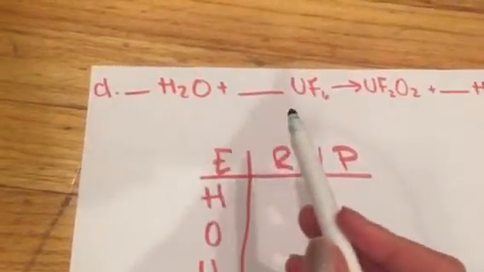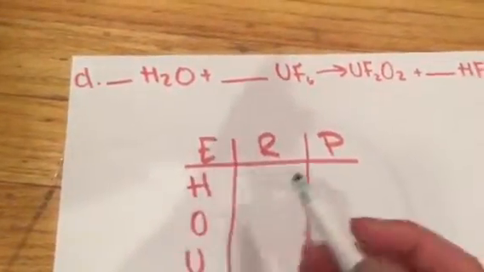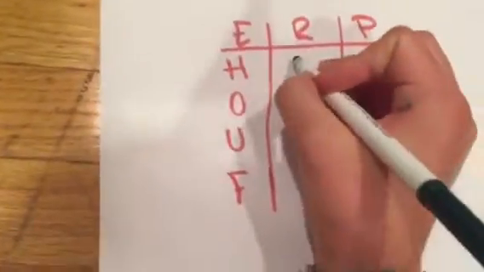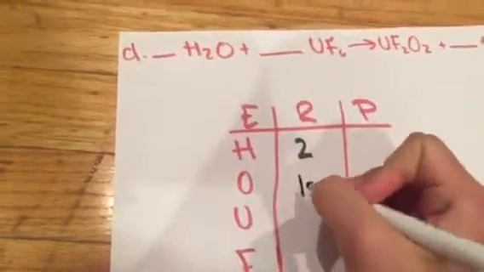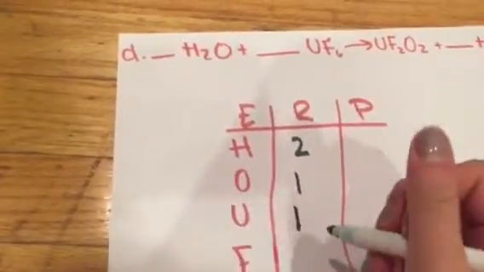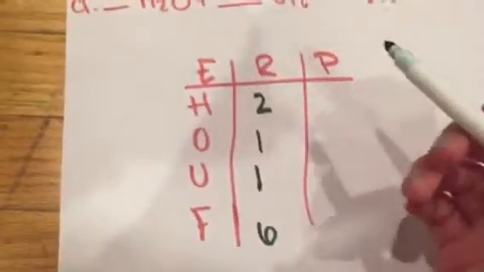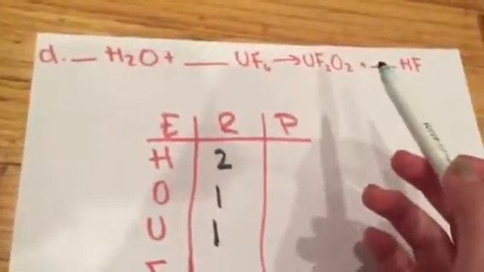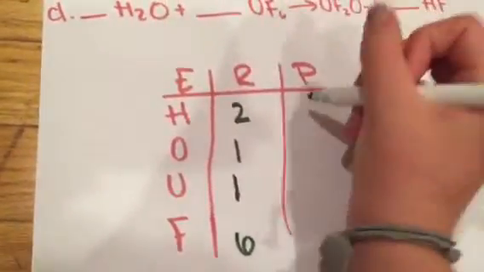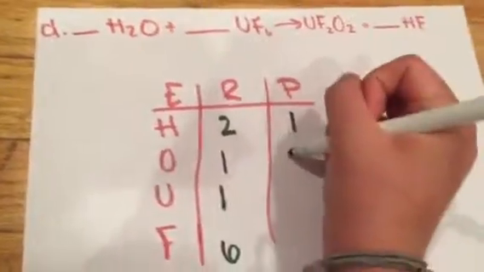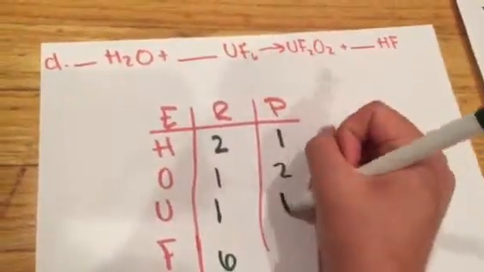So first we're going to record how many of each element is on the reactant side. So we have 2 hydrogens, we have 1 oxygen, we have 1 uranium, and 6 fluorines. And now we're going to look at how many of each element we have on the product side. And we have 1 hydrogen, 2 oxygens, 1 uranium, and 3 fluorines.